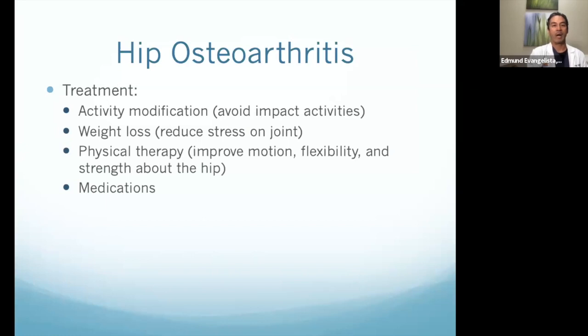Treatment: modification of activities, or trying to avoid the impact activities that are aggravating the hip cartilage. Weight loss to reduce stress on the joint, physical therapy to help improve motion, flexibility, and strength around the hip, and then medications such as Tylenol and your anti-inflammatory medications to help pain and inflammation.